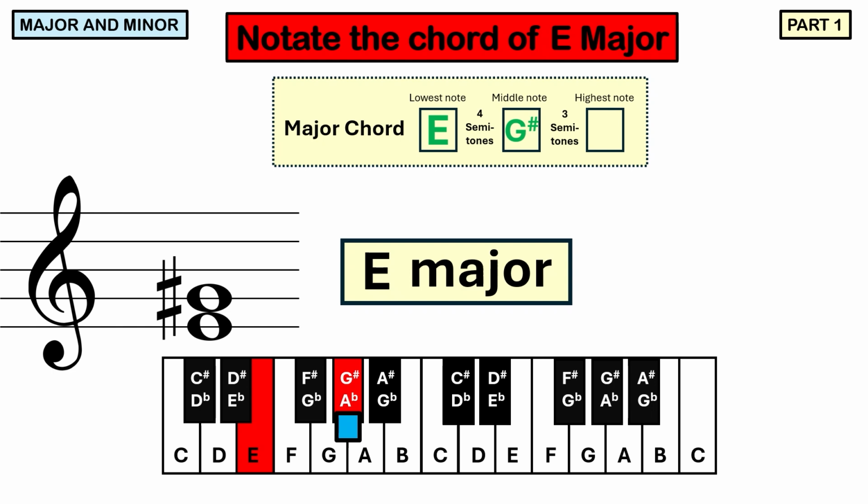Now let's move 3 semitones to the right to find out our final note of the chord. We begin with 0. 1, 2, 3. Our final note is going to be B.